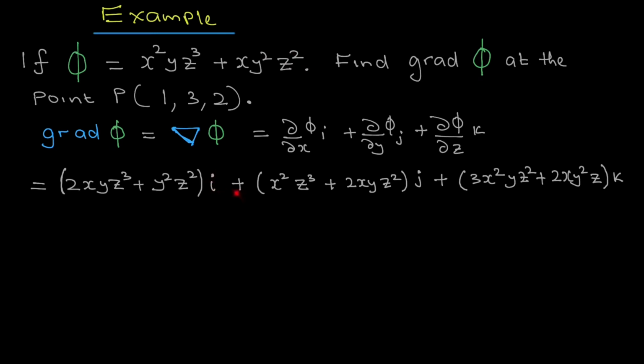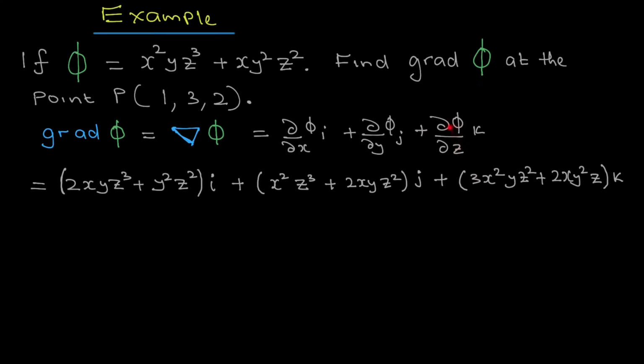in the i direction, plus, now we're going to do the j direction with respect to y. So we're differentiating this, ignoring x and z, we'll differentiate y. If I differentiate y here, I get 1, so that'll be x squared z cubed. And if I differentiate this one with respect to y, I get 2x y z squared. That's for the j direction.